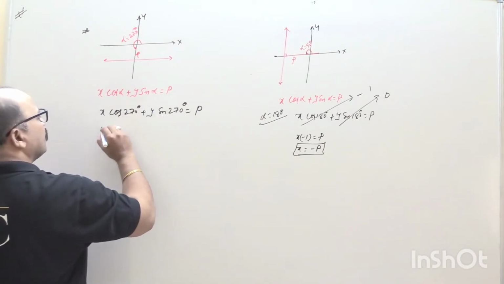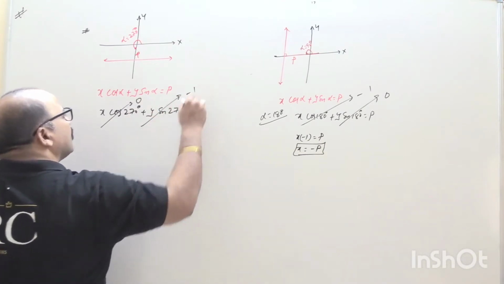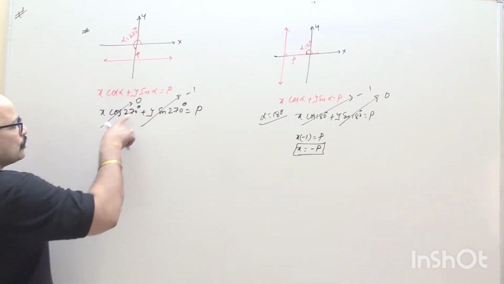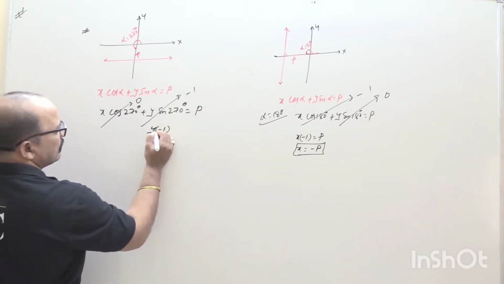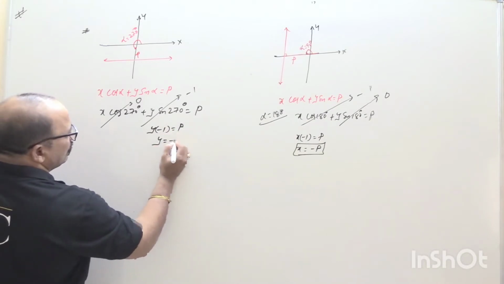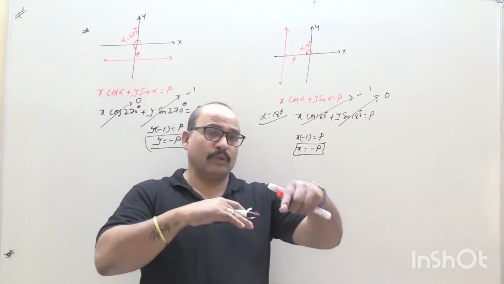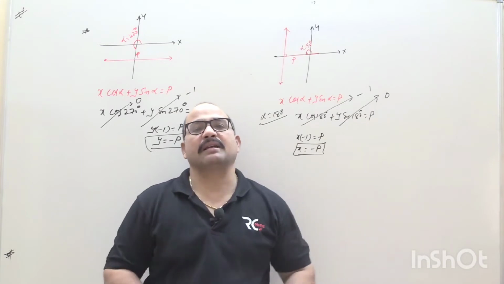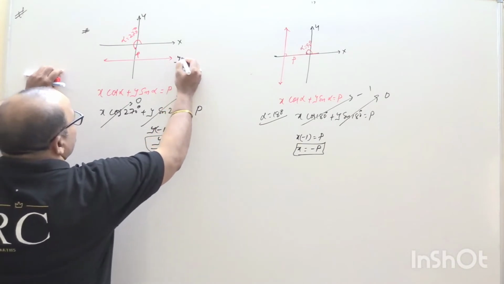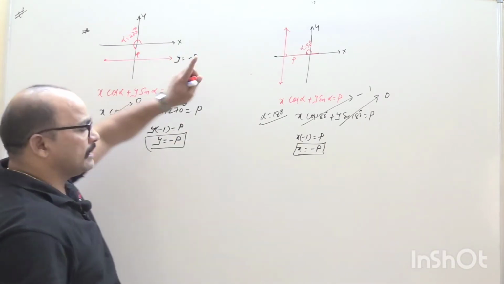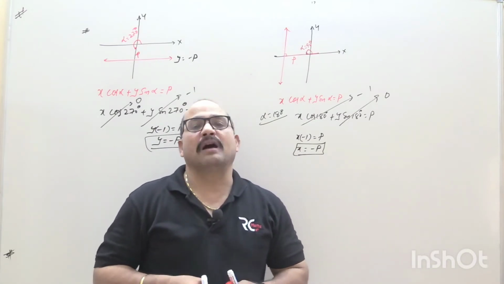Cos 270 value is 0, sin 270 value is minus 1. So cos 270 is 0 into anything is 0, and sin 270 is minus 1, so minus y is equal to p. So y is equal to minus p. My dear students, this line is below the x axis, parallel to the x axis. The position for 0 degrees or 360 degrees repeats. These are the different formats in the different quadrants for the normal form.